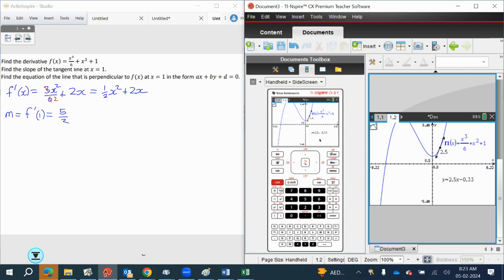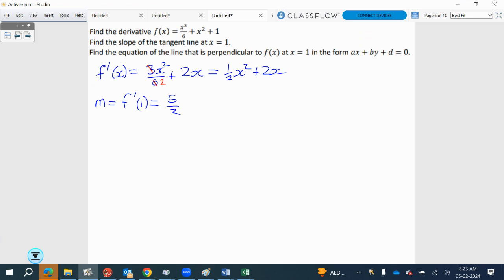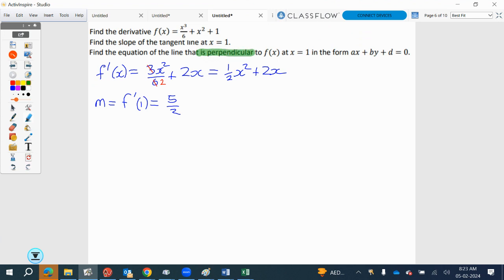All right, so coming back to our problem, we've got the gradient of the tangent. But do we want the tangent or do we want the normal? We want the normal. Look at the question. We want the perpendicular. This means we want the normal. So this implies that the gradient of the normal is equal to minus 2 over 5. The negative reciprocal, correct? Perpendicular.